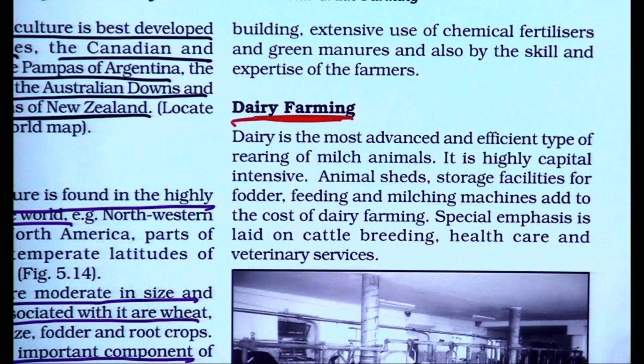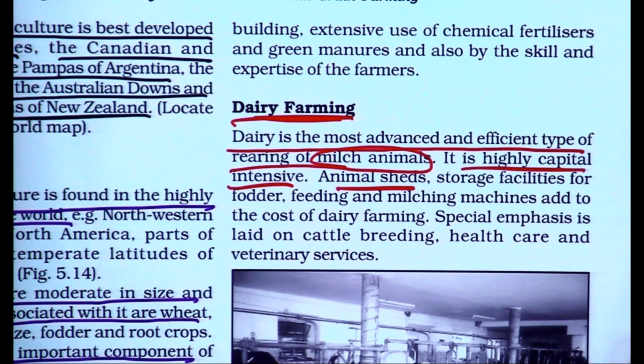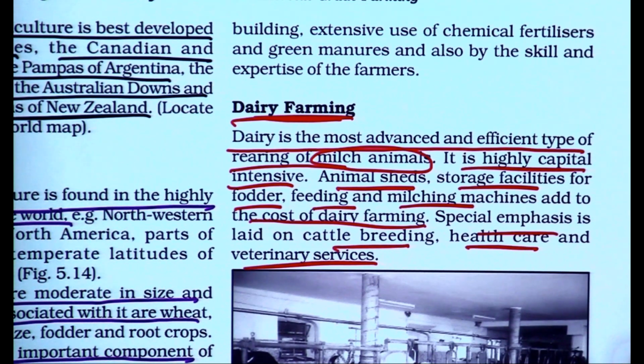NCERT, dairy farming. Dairy is the most advanced and efficient type of rearing of milch cattle. It is highly capital intensive. Animal shed, storage facilities for fodder, feeding, milching machines add to the cost of dairy farming. Essential emphasis is laid on cattle breeding, healthcare, and veterinary services.